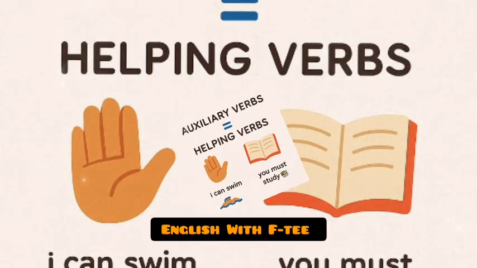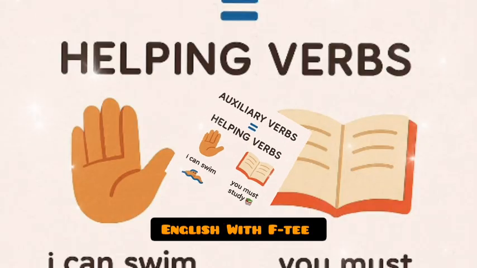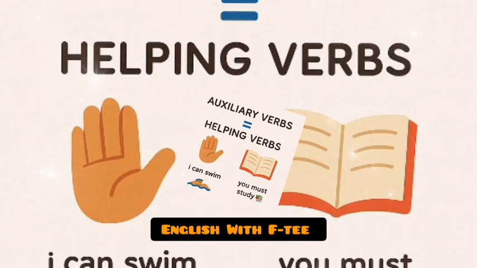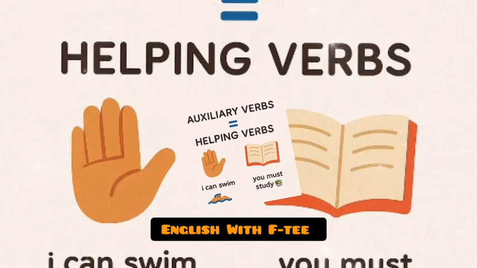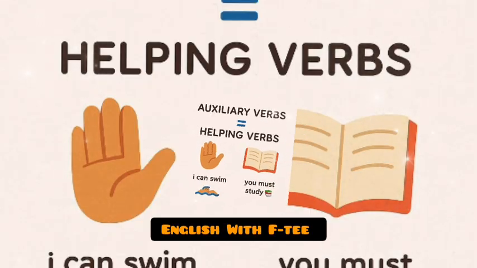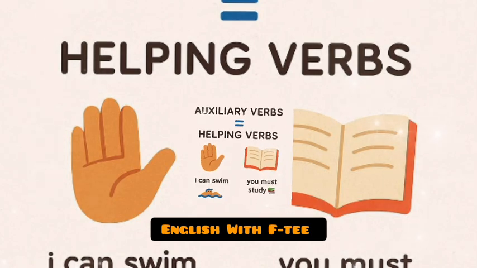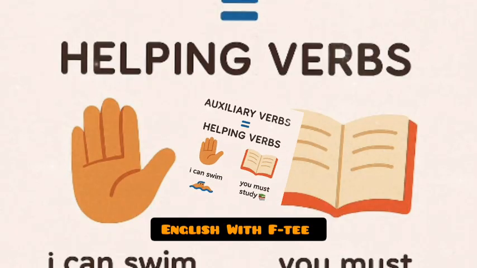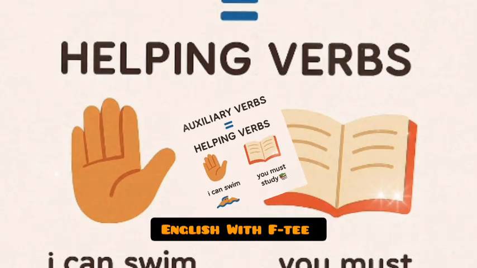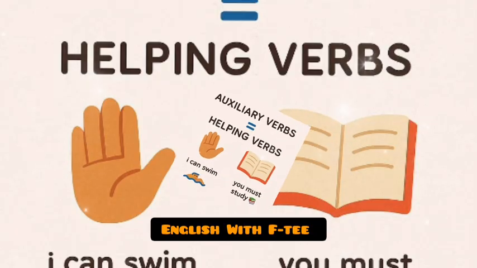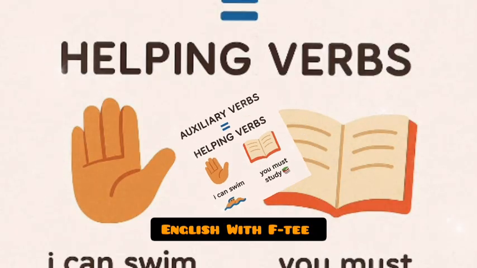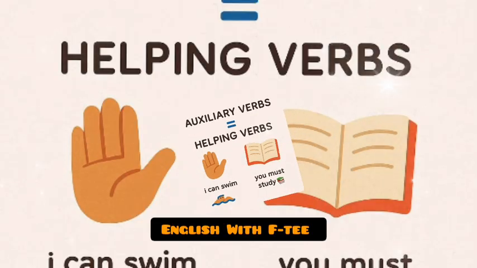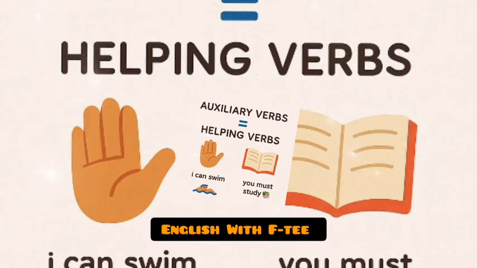Number 8, we have will. We use will for certainty, request in simple future tense, and willingness. For example, the train will come on time. That is certainty. Will you please pass the salt? This is request. I will play football tomorrow. This is simple future tense. Someone is knocking the door. I will open it. This is willingness.